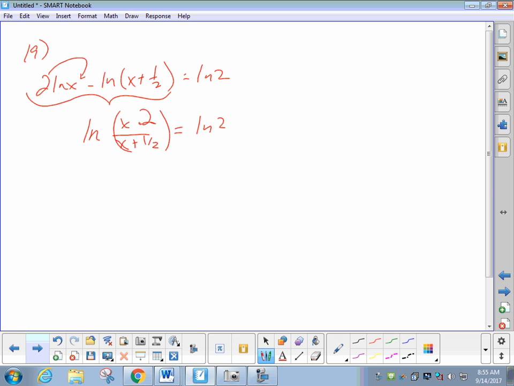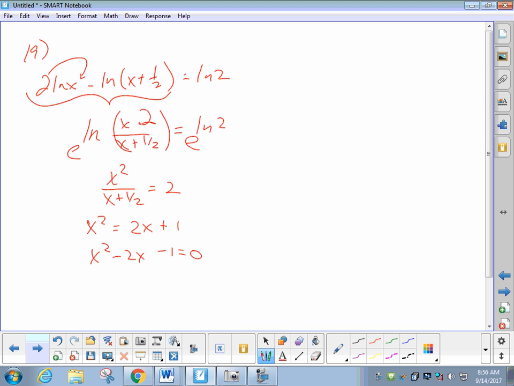That's your first step. Then you can exponentiate both sides, which is to say e to both sides if you want to get less fancy pants. x squared over x plus a half equals 2. Do you agree with me so far? Okay, so if I multiply the denominator over, I get 2x plus 1. And if I move everything to one side, I would get this. As much as I wanted that to factor, it seems like it does not.